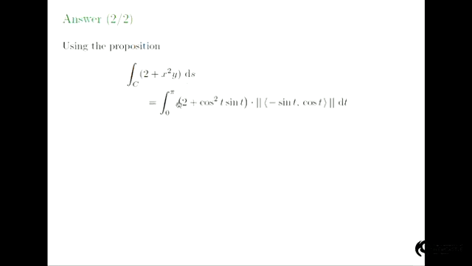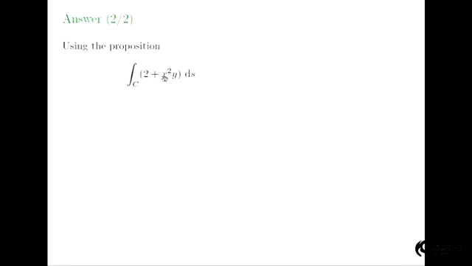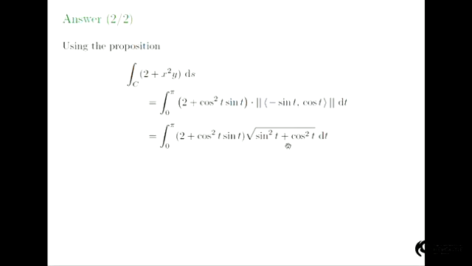And using the proposition, the integral over the top half of the circle of this surface ds is equal to taking this equation and evaluating it at r(t), which I maybe didn't explain too well. But this says x gets cos t and y gets sine t. So we're going to get 2 plus cos squared t sine t, dot product the magnitude of the derivative of that r, minus sine t, cos t. So this is going to evaluate to the square root of the sum of squares, sine squared t plus cos squared t, dt. What does this work out to?